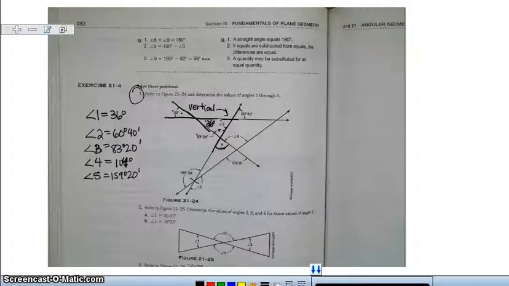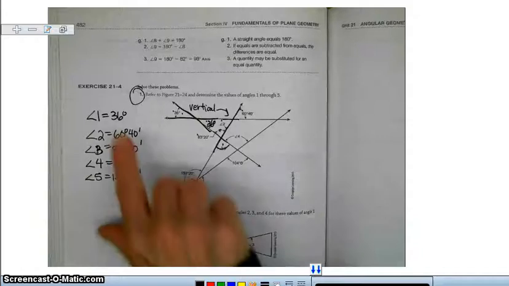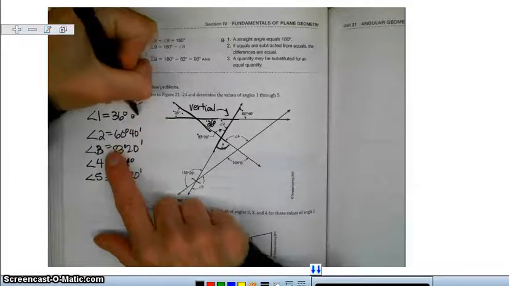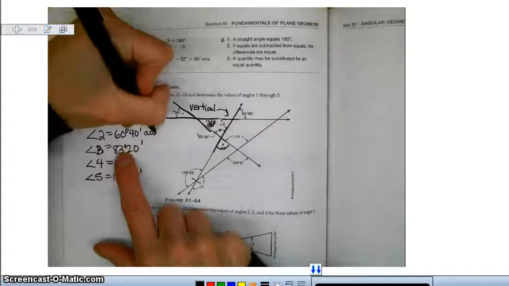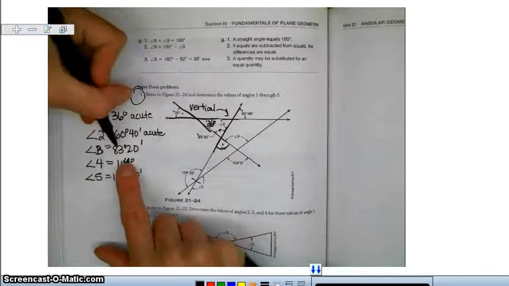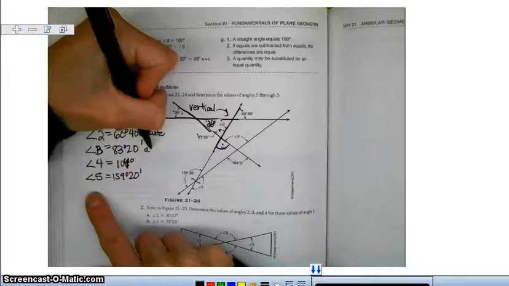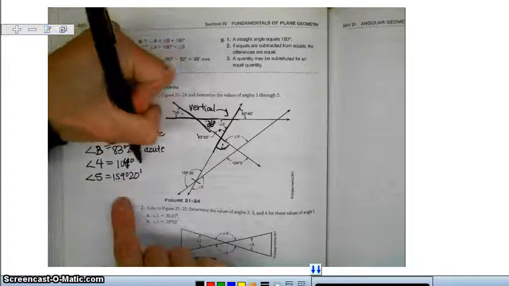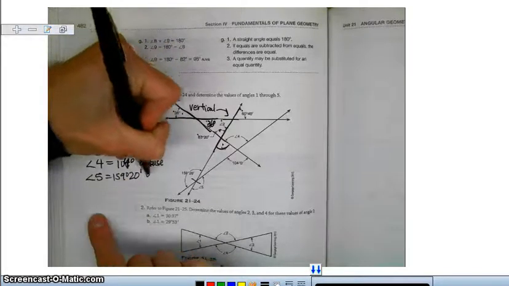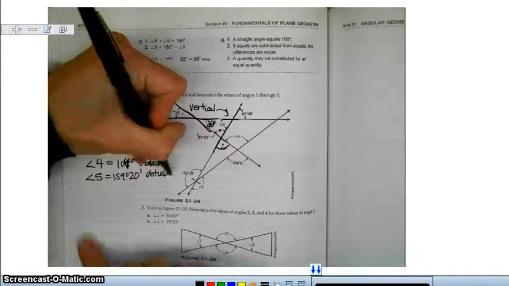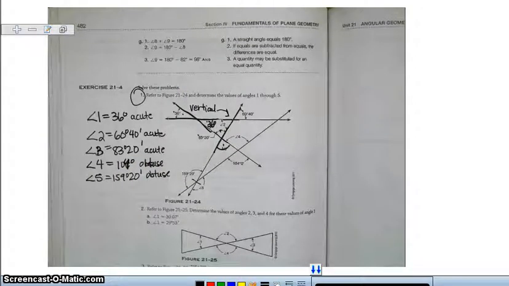So we could also go through and classify these angles too. This angle, 36 degrees, is acute because it's less than 90. 60 degrees 40 minutes is also acute because it's less than 90. 83 degrees 20 minutes is acute. And these last two are both obtuse because they're greater than 90 degrees. All right, so that's unit 21.